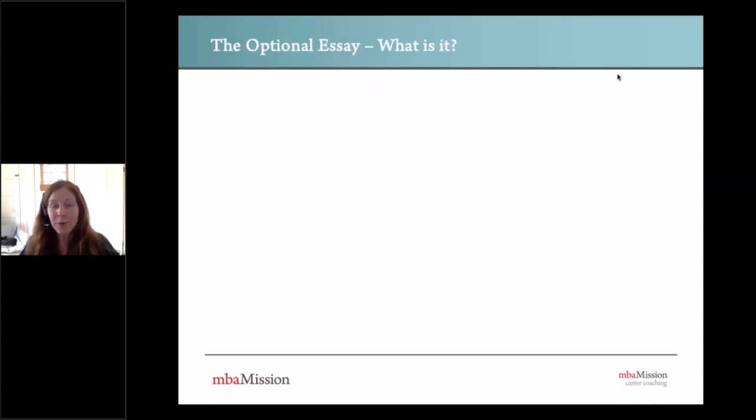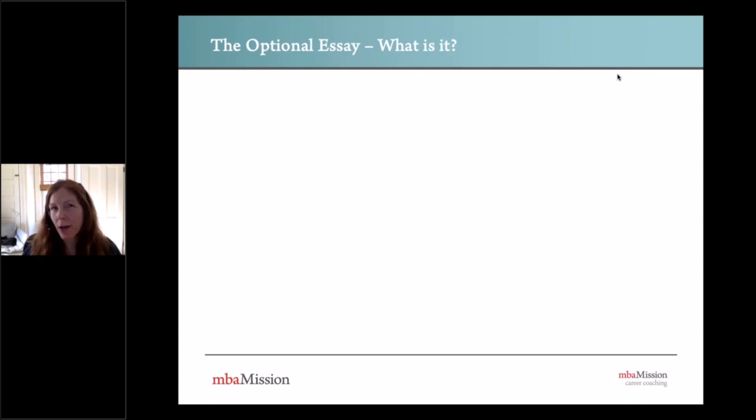So what is it? Well, you can kind of figure out from the name, the optional essay is just that. It's optional. It's not the core essay. It's not the core pieces of the application. You'll have a chance to answer the core essay questions, give your resume, answer the short answers. That's the comprehensive application. But most schools give you one little opportunity to add something else if you need to. And that's what's referred to as the optional essay.